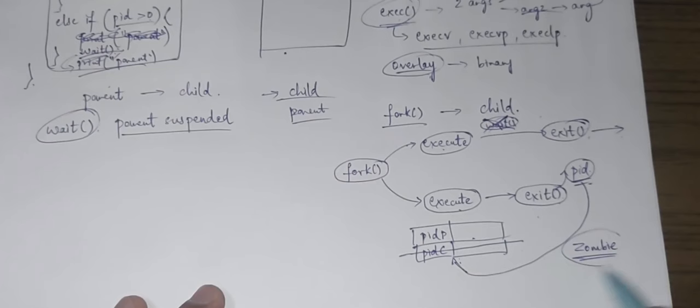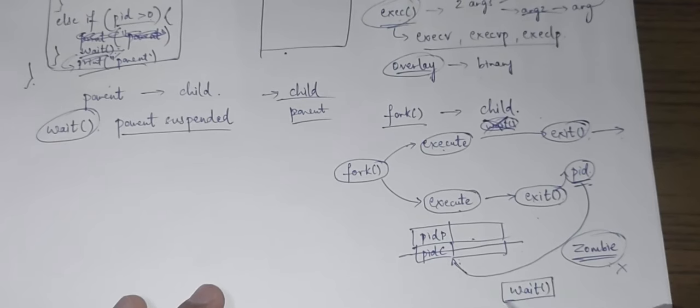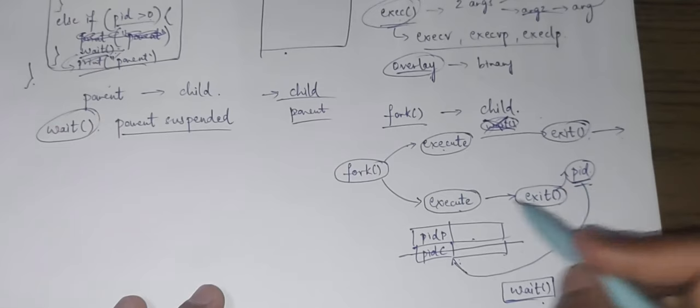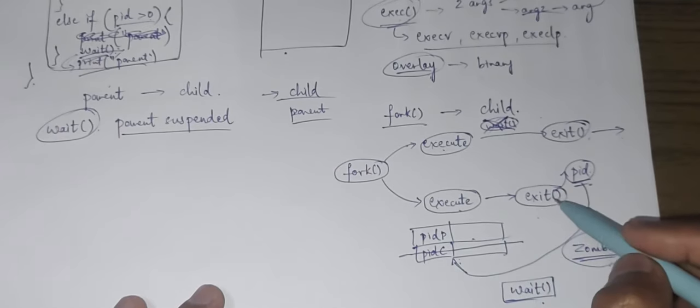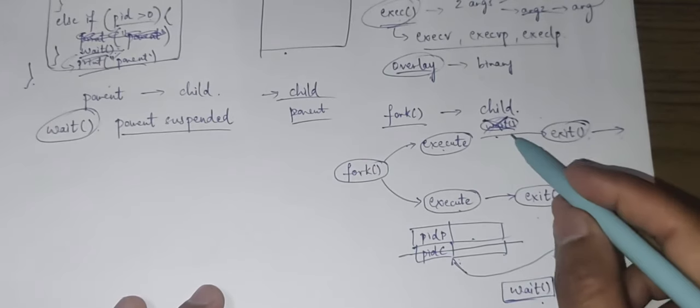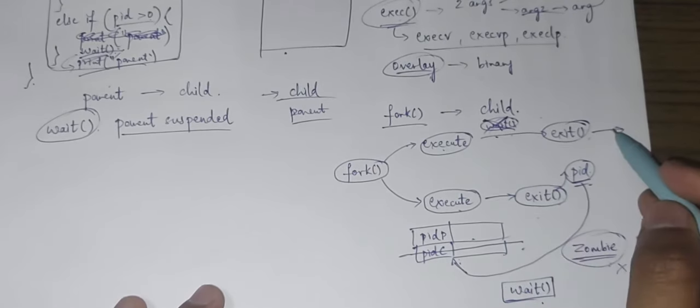In order to avoid such zombie processes, what we do is, this process is dead, but it is kind of alive because its entry is present in the process table. So in order to avoid this, we have to make sure that the parent always calls wait. If the parent calls wait, then the parent won't continue running until the child executes. Once the child executes and returns its exit status to the parent, it will take its process ID, release it from the process table and then continue running.